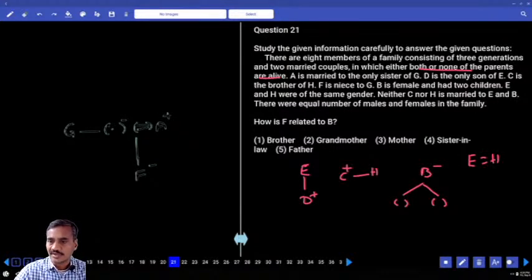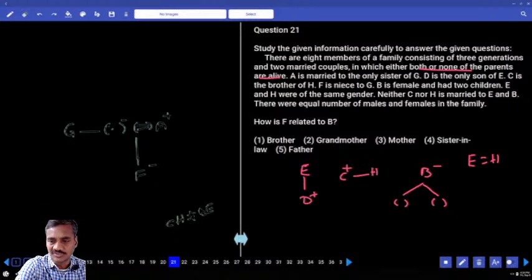Neither C nor H is married to E or B. These 2 persons are not married to B and E. There are equal numbers of males and females in the family, so altogether 4 males and 4 females. There are 3 generations and 2 married couples. B is a female and has 2 children.